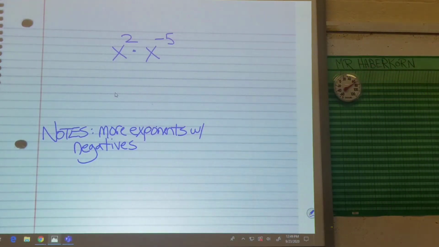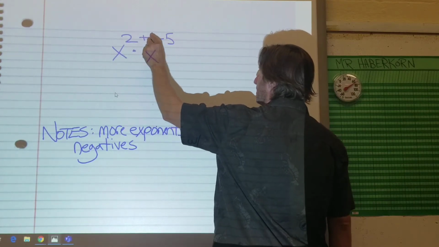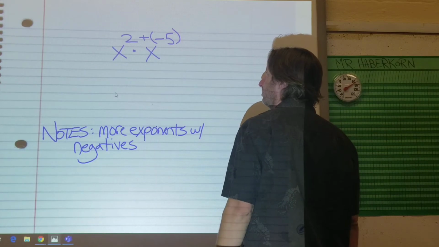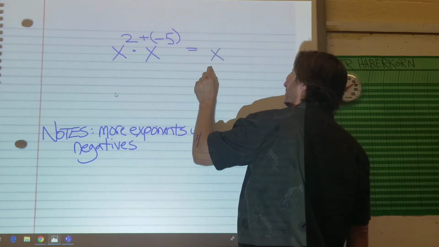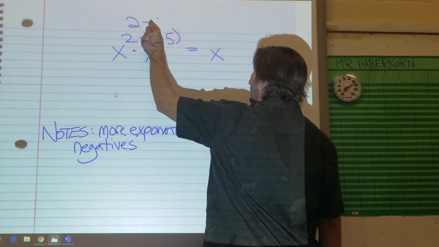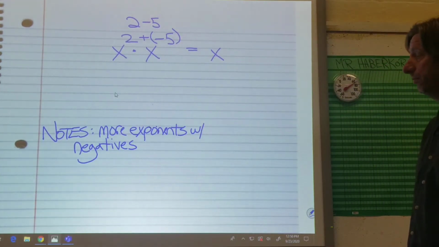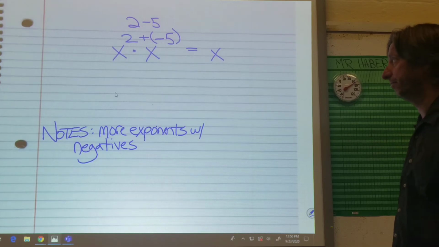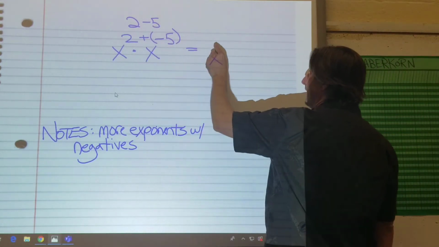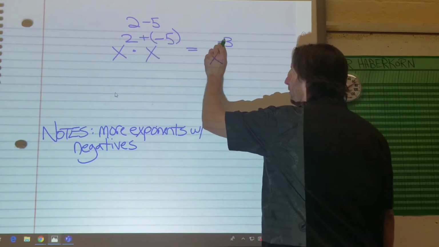X to the 2 times x to the negative 5. So we know that we have to add these, right? So I have 2 plus negative 5. So I'm going to end up with x to the something. So a plus and a negative turns into a negative. So this is the same as 2 minus 5. Those are different signs, which means we subtract. 5 minus 2 is 3. Stronger one is negative, so it's negative 3. 2 minus 5 is negative 3. Or 2 plus negative 5 is still negative 3.